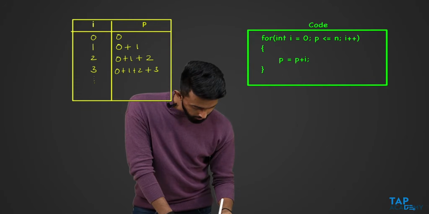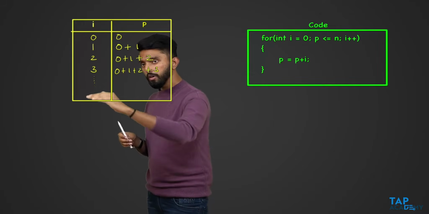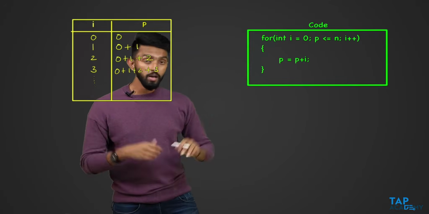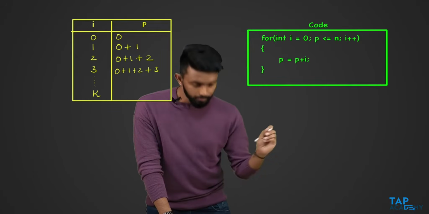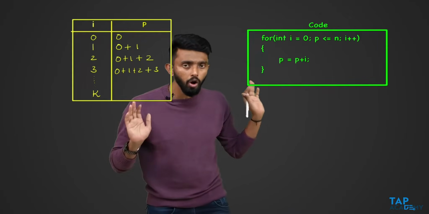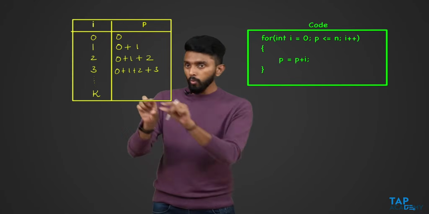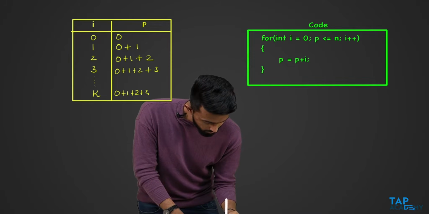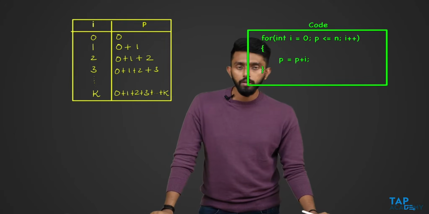Similarly, till where will this i value go? i will keep incrementing till the point where you come out of this loop. So let us assume that this will execute k times. We don't know how many times, so we'll keep a constant value and call it k. Let us assume it will execute k times. So what you will write here is 0 plus 1 plus 2 plus 3, like that till k. Would you agree with me?